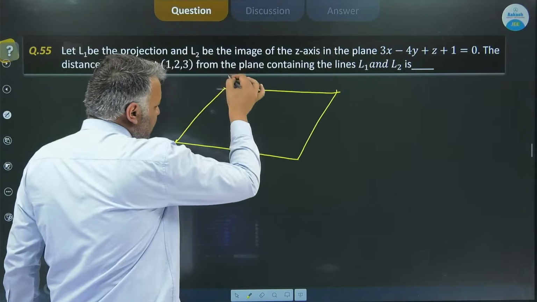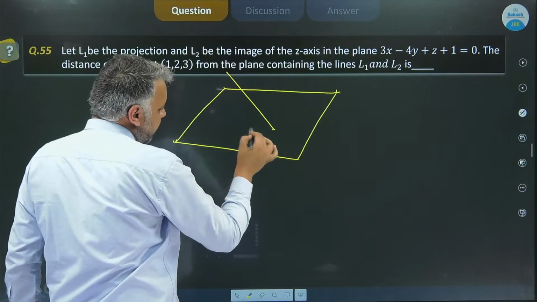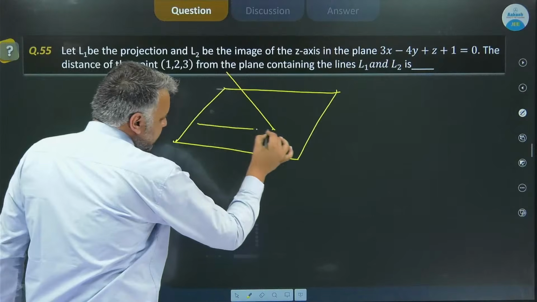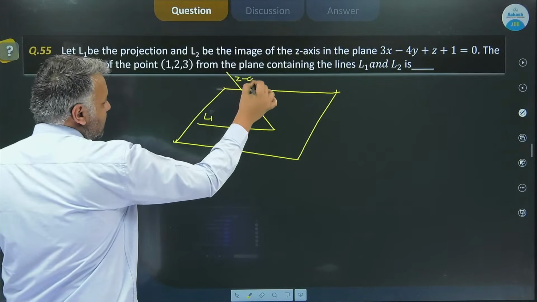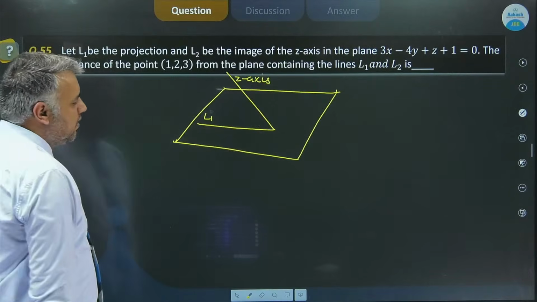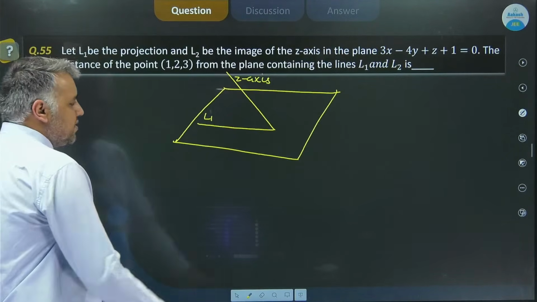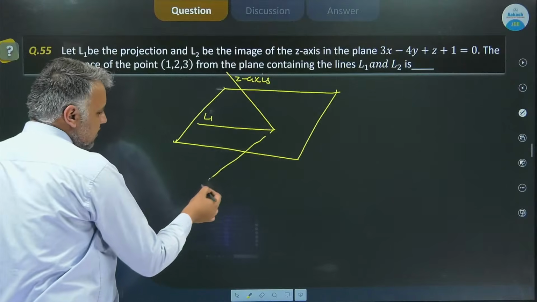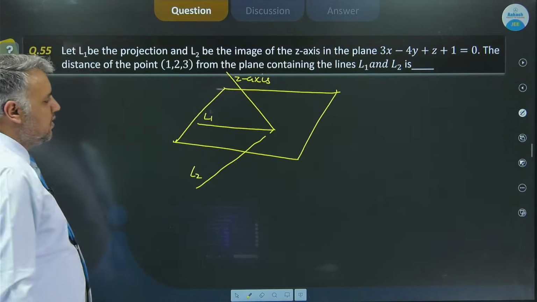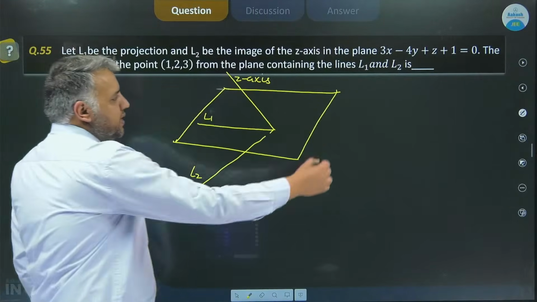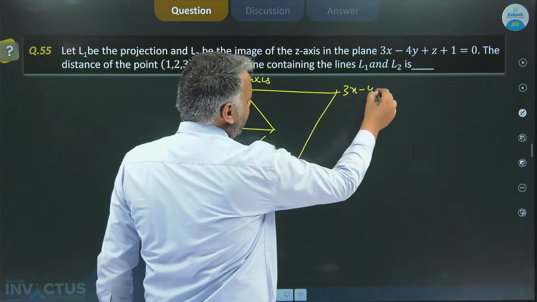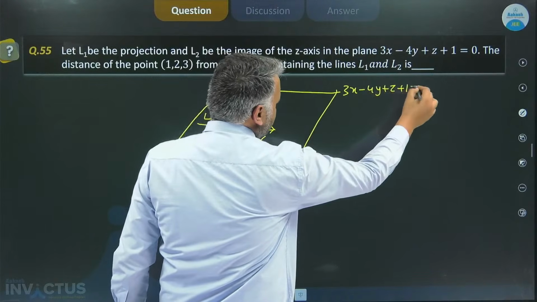and if say this is the Z axis. So L1 is the projection of the Z axis in this plane and L2 is the image. So L2 is the image of the Z axis about this given plane. The equation of the plane is given. This is 3x minus 4y plus z plus 1 is equal to 0.